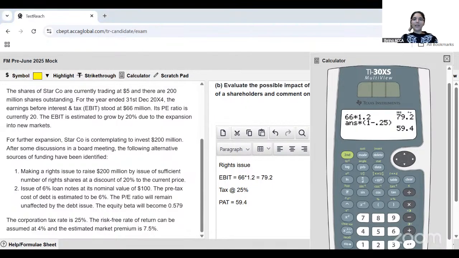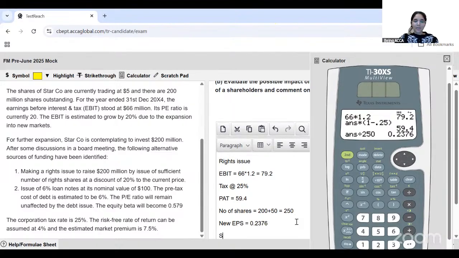Now I want to calculate my EPS. For EPS, I need to divide the profit by the number of shares. So how many are going to be my number of shares? 200 million I already had, plus 50 more I had issued. 200 divided by 4 gave me 50. So 250 million now becomes the number of shares. If you divide this by 250, you get your EPS, which is going to be 0.2376. So your new EPS works out to 0.2376.